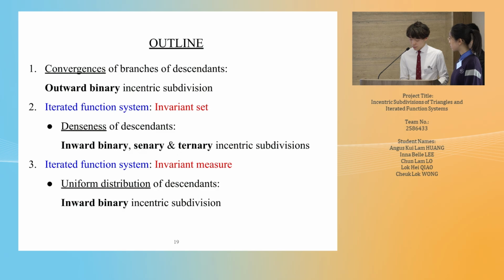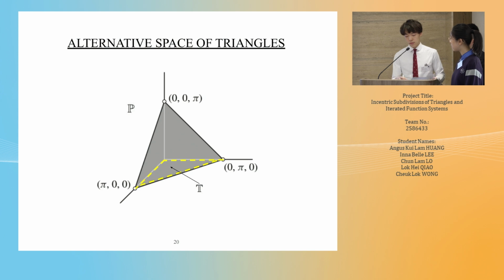Finally, we will use the more advanced tool of invariant measures of iterated function systems to prove the unique phenomenon of uniform distribution of the inward binary descendants. A remark before proceeding. Convergence and denseness in P are equivalent to those in its projection T on the alpha-beta plane. We have used them interchangeably, depending on which one facilitates our work.